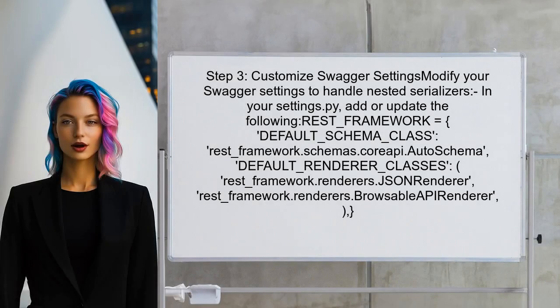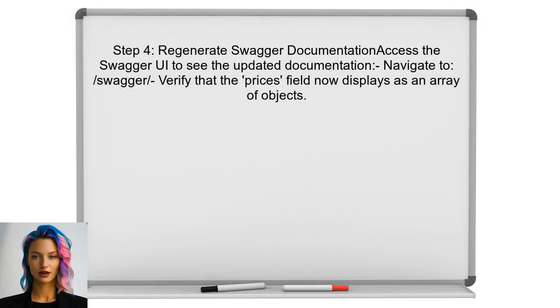Now, the user should modify the Swagger settings to ensure that nested serializers are displayed correctly. This can be done by customizing the schema generation. Finally, the user should regenerate the Swagger documentation to see the changes. This can be done by accessing the Swagger UI after making the adjustments.